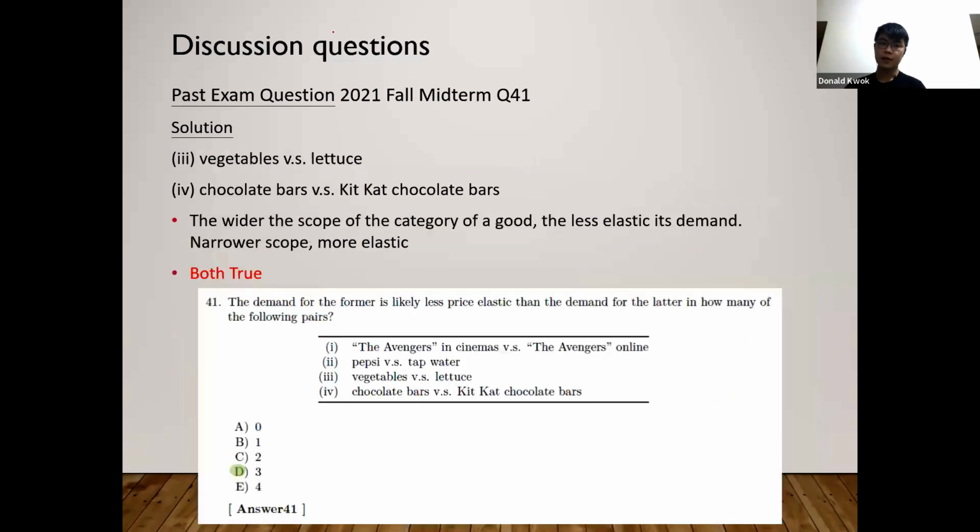While for the third and fourth pair, we will use the classification of the good to explain the difference in elasticity. So for lettuce, it is obviously under the category of vegetables, while Kit Kat chocolate bars is under the category of chocolate bars. So for a more specific category, the demand will be more elastic. So the second good here will have a more elastic demand than the first good. So statements 3 and 4 are both true.